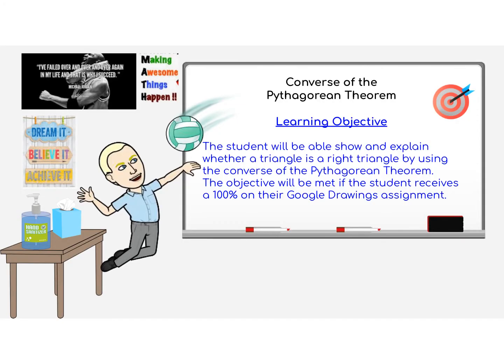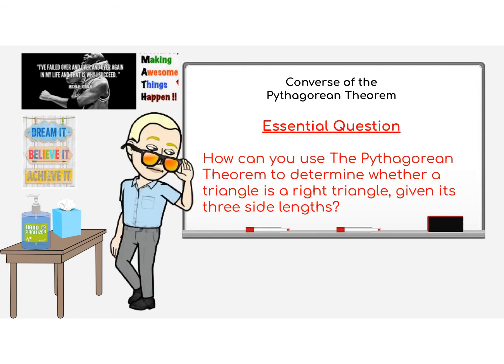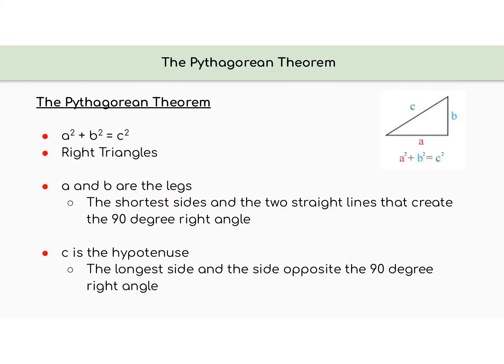Our learning objective: the student will be able to show and explain whether a triangle is a right triangle by using the converse of the Pythagorean theorem. The objective will be met if the student receives a 100% on their Google Drawings assignment. Our essential question: how can you use the Pythagorean theorem to determine whether a triangle is a right triangle, given its three side lengths? So let's just review some key concepts of the Pythagorean theorem.